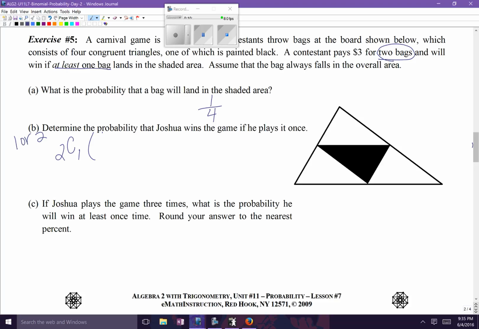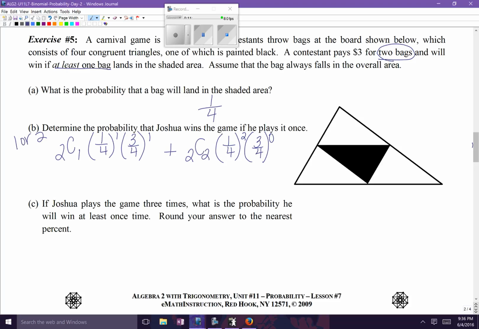The success rate is 1 out of 4. That's going to happen 1 time. I'm going to be unsuccessful. The probability of being unsuccessful is 3 out of 4, and that's going to occur 1 time. Plus, I'm going to have to add the probability that I am successful both times. So the success rate is 1 out of 4. I want that to happen 2 times, and if you want, you can do this: I am unsuccessful 0 times, which we know anything raised to the 0 is 1.